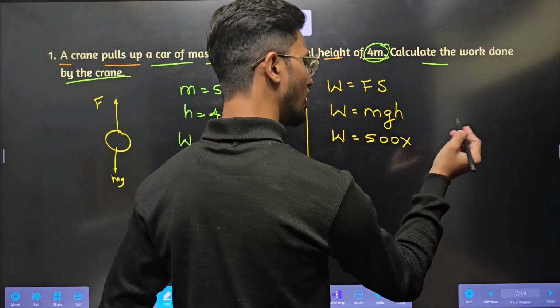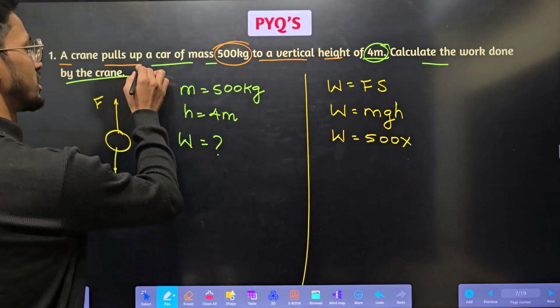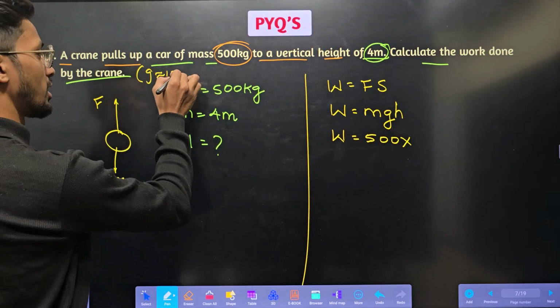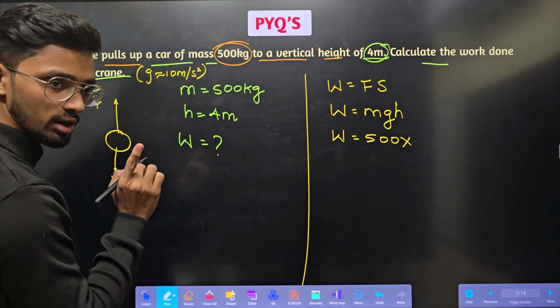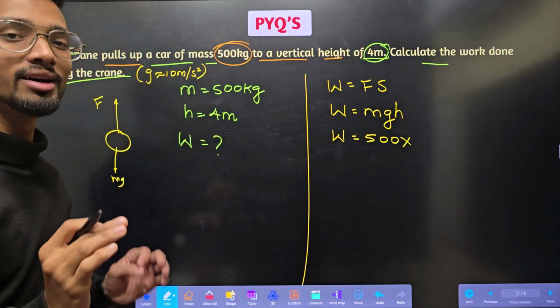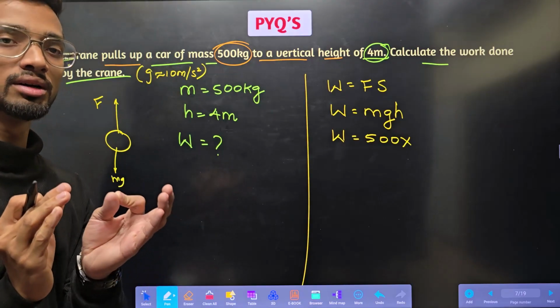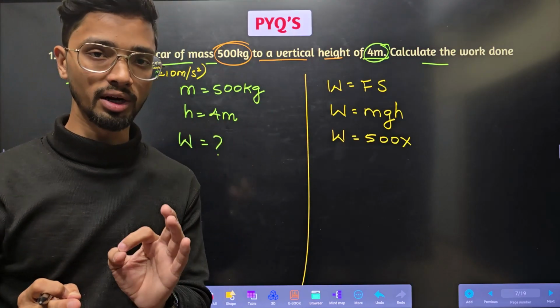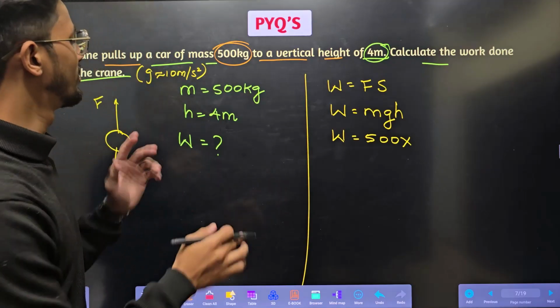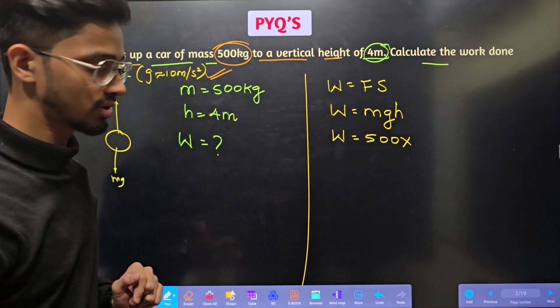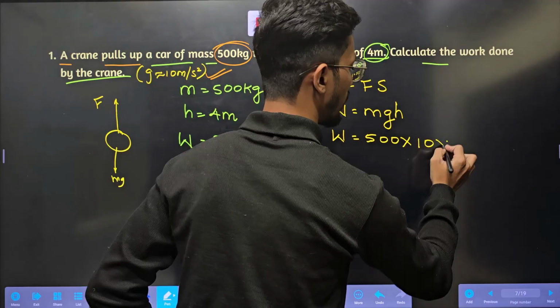9.8 we can say, or we can say 10. I'm taking here g is approximately equal to 10 meter per second square. You can also take 9.8. The answer will be slightly different. If they have given 9.8 in the question, we have to take 9.8. If they have not given, we can easily take 10 meter per second square. So g is 10 into height.